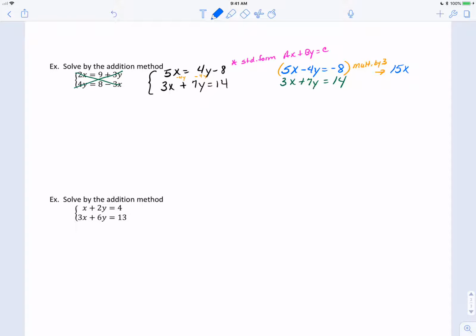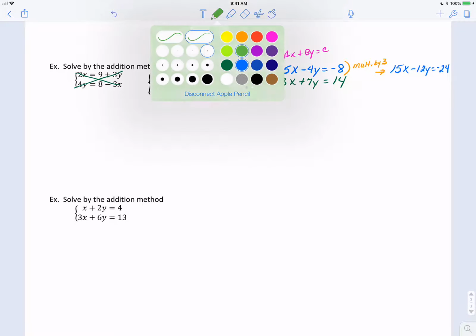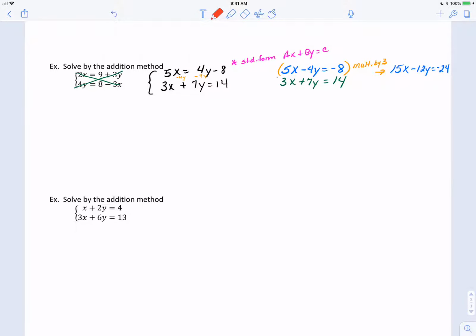5x times the negative 4y makes negative 12y, and 3 times the negative 8 makes negative 24. Okay, so now we're going to take the second equation and we will need to make that one a 15, but we need to make it a negative 15. So we're going to take the second equation and multiply it by a negative 5, because that's what's going to make that 3 become a negative 15, so that when I add them together, I'm going to get 0.